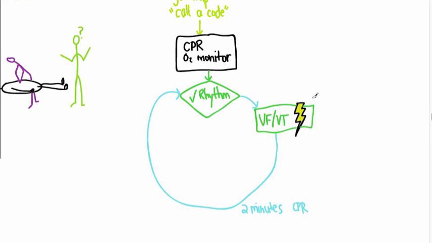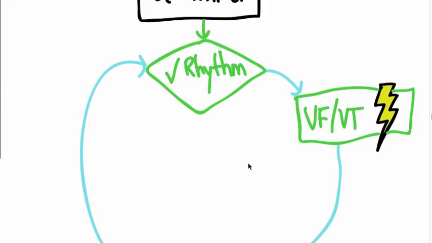If the guy has a shockable rhythm, that's VFib or pulseless VTAC, you shock him. And then after that, you continue 2 minutes of uninterrupted CPR. Then what you do is you check the rhythm again. If he has a shockable rhythm, you shock him. And then 2 minutes of uninterrupted CPR. Now, we're going to be doing some other things during these 2 minutes, so let's take a look at that.